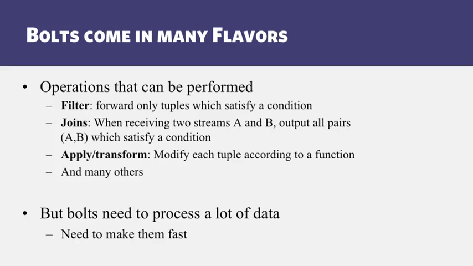A join has a bolt receiving multiple streams. Say it receives two streams, A and B. It computes a cross product of all the tuples in streams A and B. And for every pair of tuples, one from A, one from B, it then checks whether it satisfies a condition, and if it does, then it outputs something, perhaps something from those two tuples. That's again very similar to the notion of a database join.